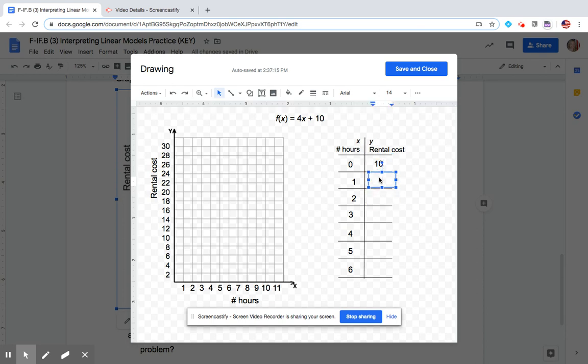What if I rented for 1 hour? Well, the $10 plus 4 times 1 is 14. I rented for 2 hours. 4 times 2 is 8. 8 plus 10 is 18.